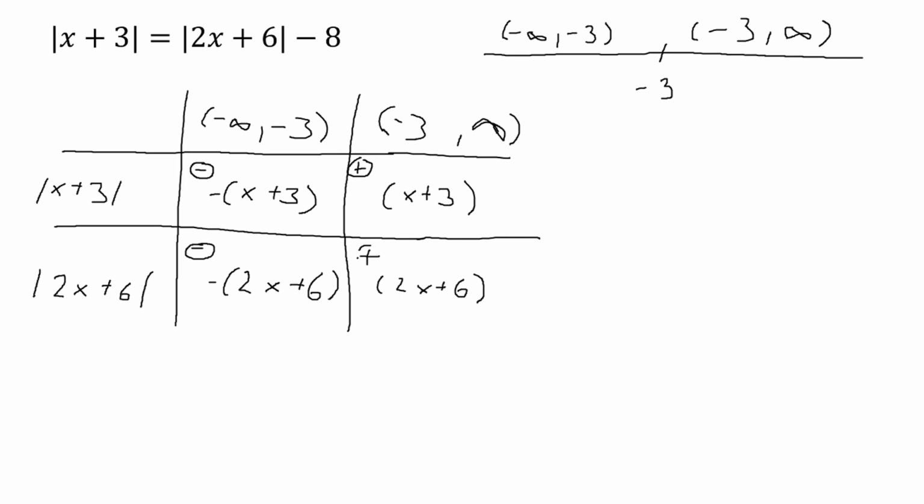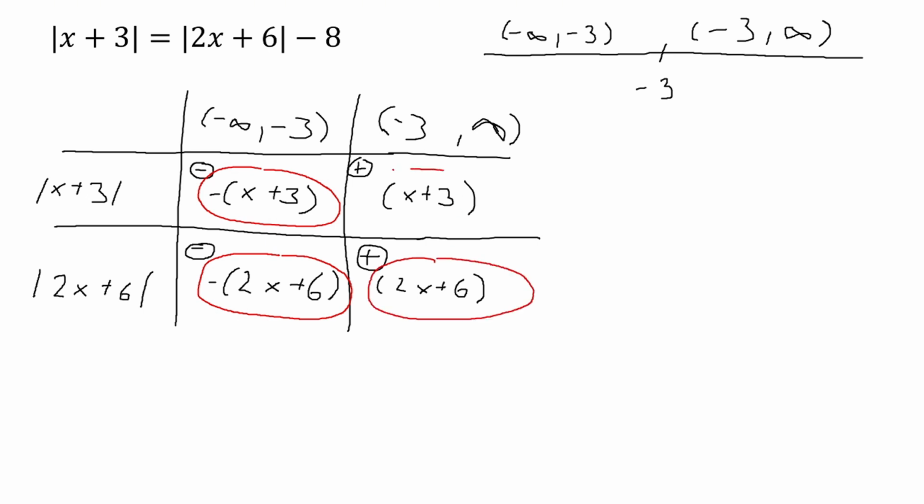It's positive. And now let's solve for x. What we're going to do now is take these new, not absolute values, but these expressions or terms or whatever you want to call them in these parentheses, and substitute them for the corresponding absolute value. So negative x plus 3 will go instead of the absolute value of x plus 3, and negative 2x plus 6 will take the place of 2x plus 6 in the absolute value.